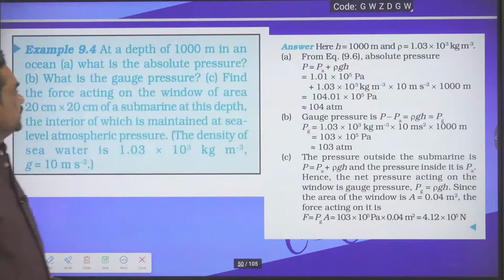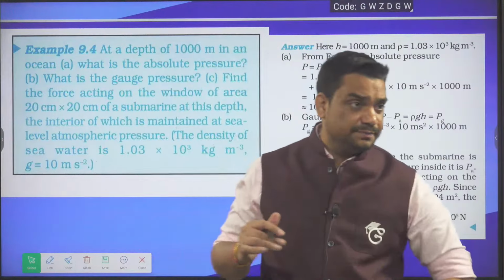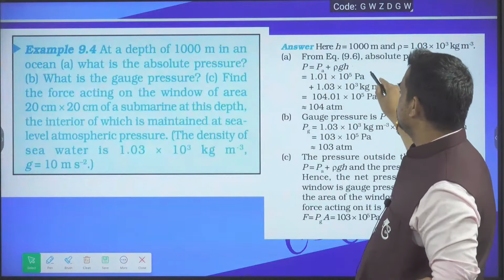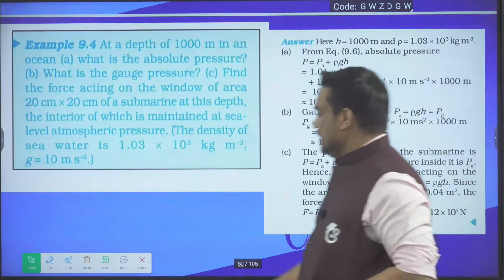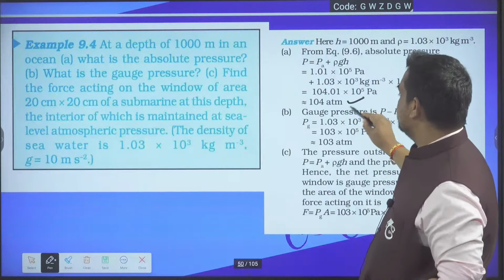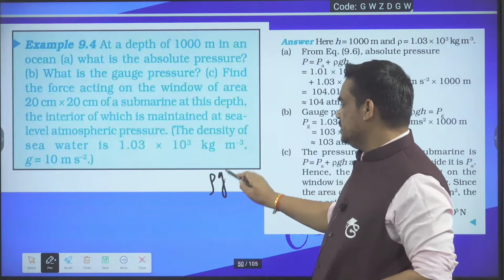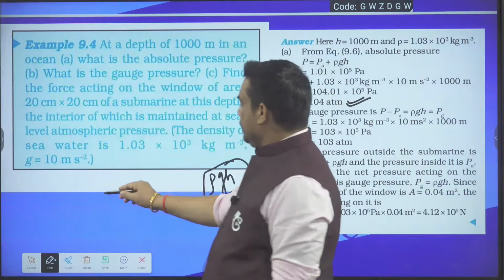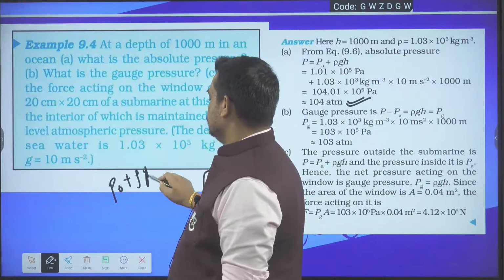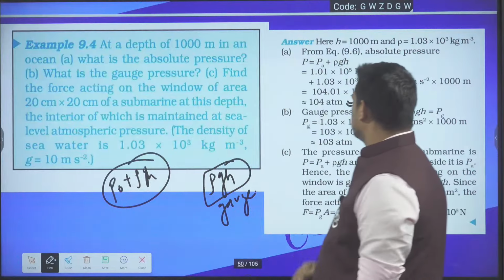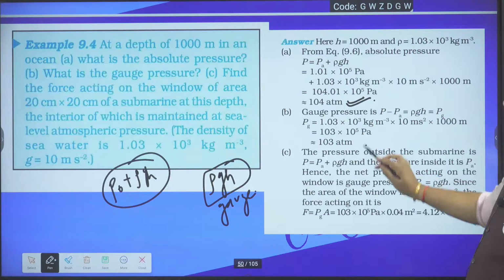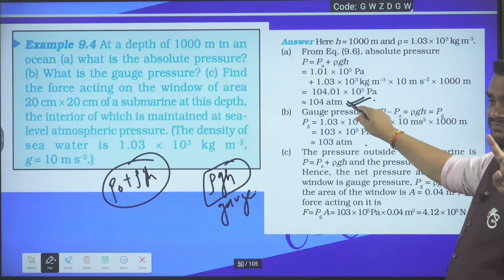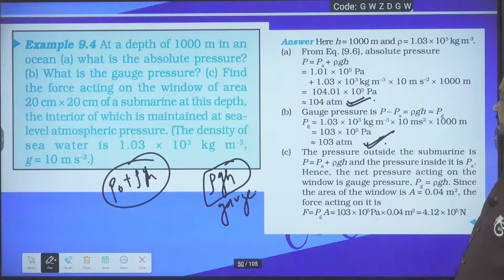Then we have this question: at this depth in an ocean, what is the absolute pressure? Absolute pressure we can simply calculate as P naught plus rho g h. Then they will ask about the gauge pressure. Rho g h is known as gauge pressure. Absolute pressure is P naught plus rho g h. In the first one they are asking P naught plus rho g h. Gauge pressure is simply, total pressure is 104 atm. Out of that, 1 atm is already included from the atmosphere. So this becomes 103 atm.